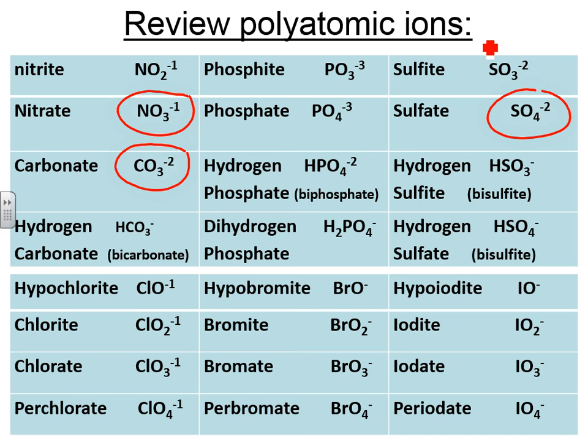And then if you remember that ate and ite are actually related by one less oxygen. So if you know your nitrate, you can actually get rid of one of the oxygens, the charge stays the same, and you get nitrite. And nitrite then can become nitrose acid. If you put a hydrogen on one of these polyatomics, you can call it hydrogen carbonate, also called bicarbonate.